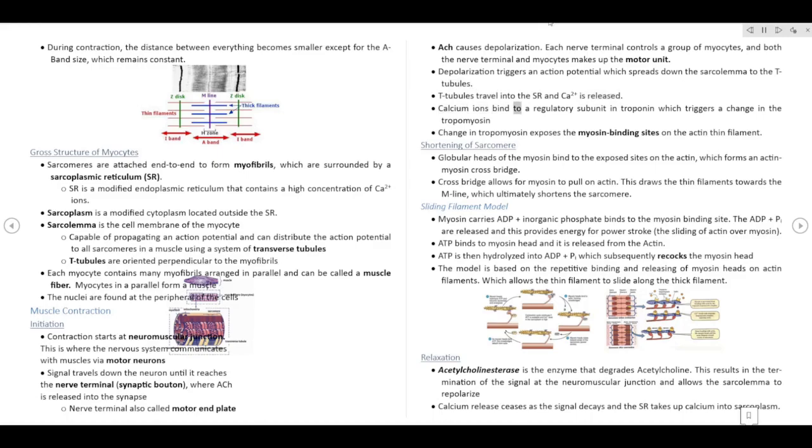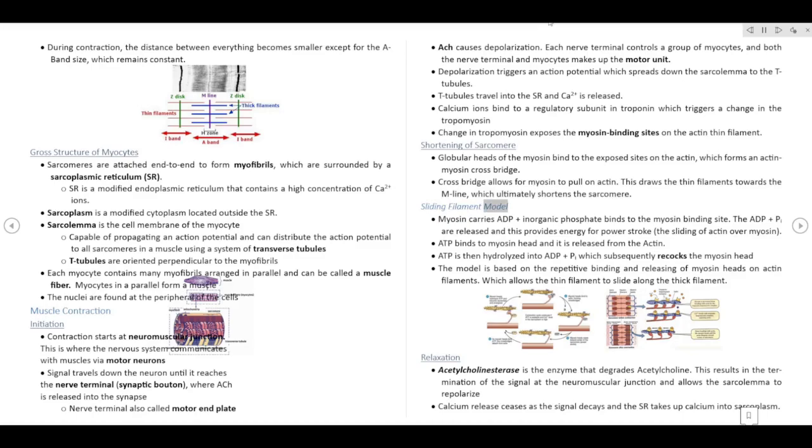Calcium ions bind to a regulatory subunit in troponin, which triggers a change in the tropomyosin. The change in tropomyosin exposes the myosin binding sites on the actin thin filament. Shortening of the sarcomere. Globular heads of the myosin bind to the exposed sites on the actin, which forms an actin-myosin cross bridge. The cross bridge allows myosin to pull on actin. This draws the thin filaments towards the M-line, which ultimately shortens the sarcomere.